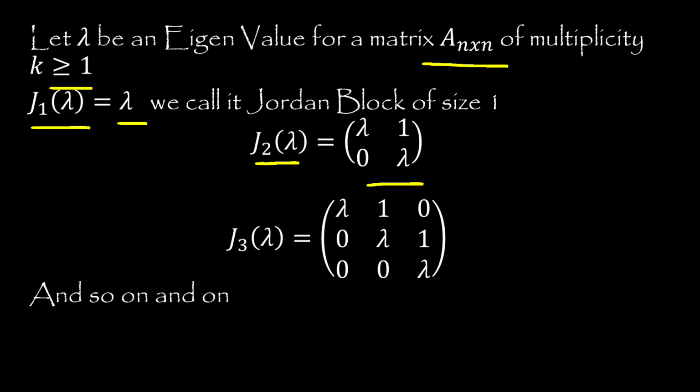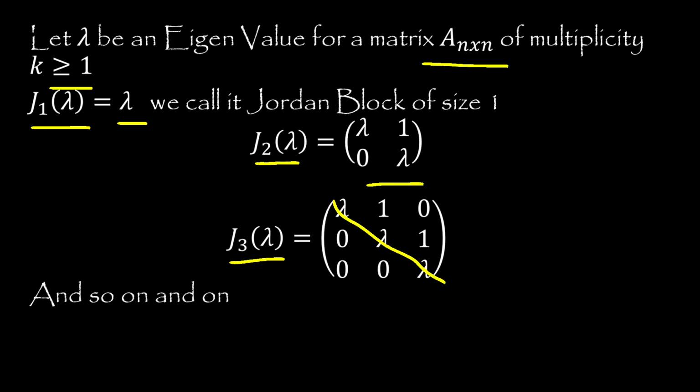Then J3, which is the Jordan block of size 3 of the eigenvalue lambda, has the eigenvalue on the main diagonal, and the position just after the diagonal is filled with 1, but the third position takes zeros. So you have to note that.